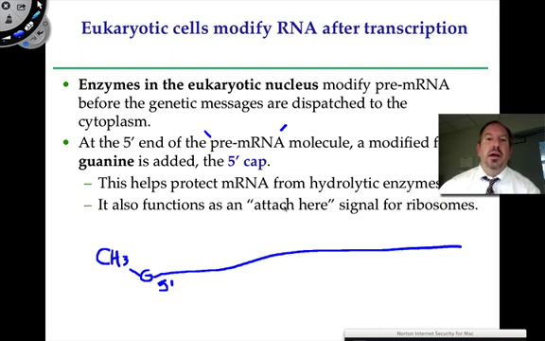It's thought that the main function is that it helps it to attach to the ribosome, because remember, this is leaving the nucleus, and it's going to meet up with a small ribosomal subunit, and it functions as an attachment area to the ribosome. It also helps to prevent the molecule from being diced up too quickly by hydrolytic enzymes or RNases in the cytoplasm. Ultimately, that's not necessarily a bad thing, because we want RNA to be temporary, but not too temporary. So that's the point there.